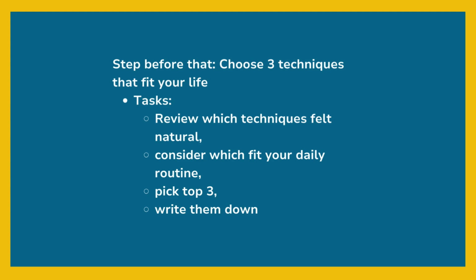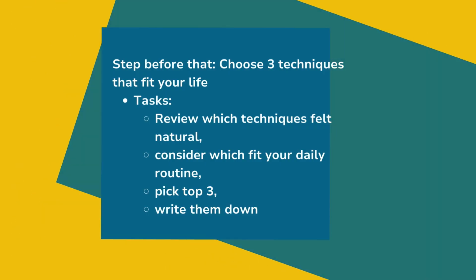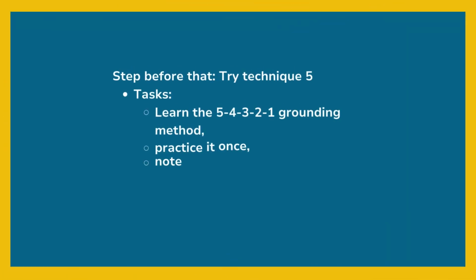what do they need to be able to do? So they need to review techniques that feel natural. Consider what fits their daily routine. Pick 3 and write them down. Okay, so then the question is, right before they're choosing 3 techniques that fit their lives, what is the step that they're doing or getting done? They're trying techniques, right? You can't choose 3 if you haven't been exposed to any. So, in this case, I would have them try technique 5 and then work backwards from there. So I'm just going to work through one, but you'll get the idea.